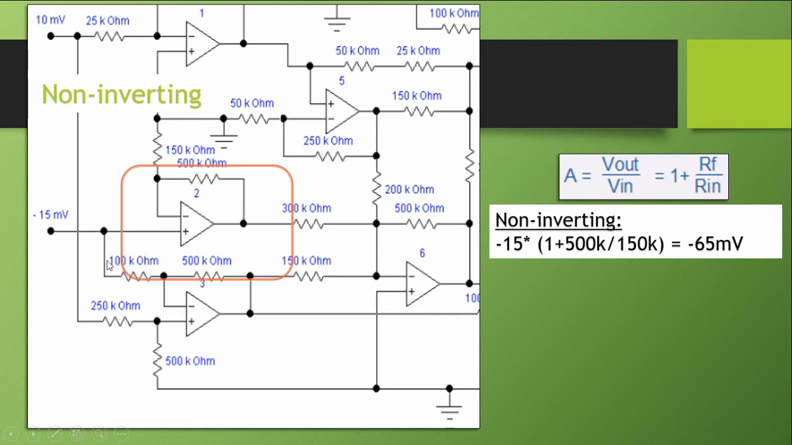Why didn't we include this connection here? Again, this does not affect op amp number 2. Also, notice the ground connection here. So this is basically a non-inverting op amp. We know that there's no voltage difference here, and this is connected to ground, so there is no current flowing here. We can assume that this op amp does not affect op amp number 2.